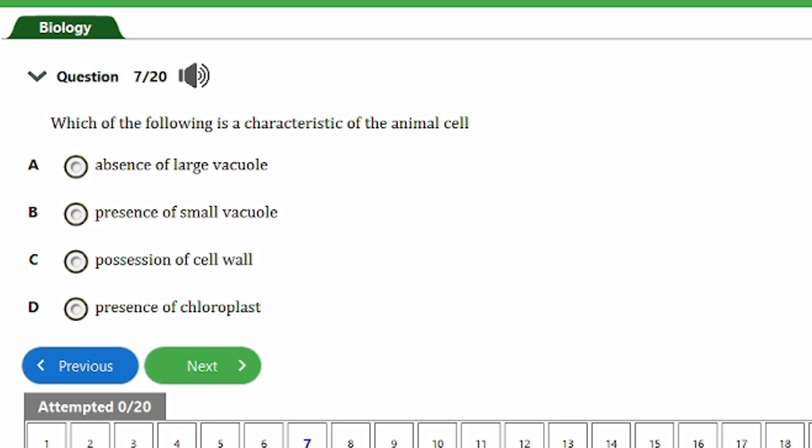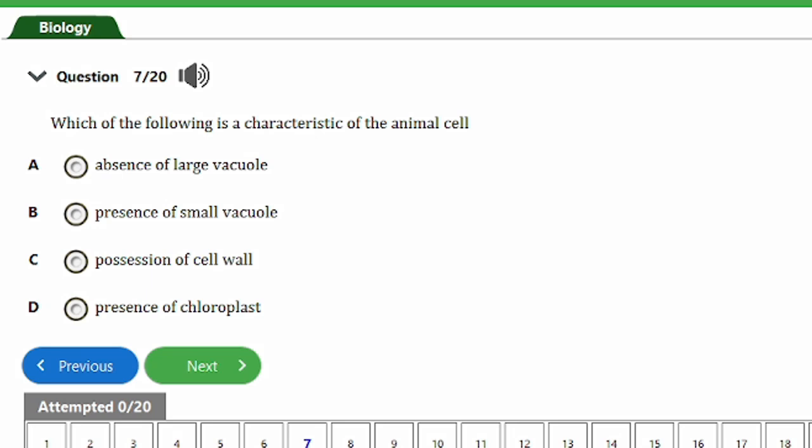That's question number 7. It says, which of the following is a characteristic of the animal cell? A. Absence of large vacuole, B. Presence of small vacuole, C. Possession of cell wall, D. Presence of chloroplast. So guys, the answer to this question is option B, and that's presence of small vacuole.